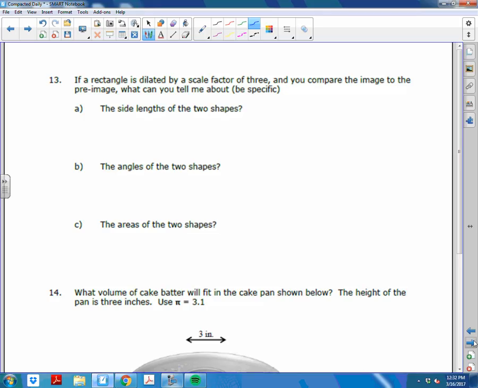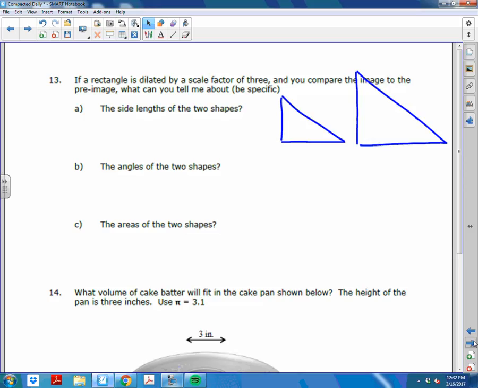of the pre-image. Now listen very carefully. Corresponding sides is an important thing to understand. When you apply a scale factor, don't just say the sides become 3 times as big, because that's not specific enough. The corresponding sides become 3 times as big. By corresponding, it means basically the same sides of each object.